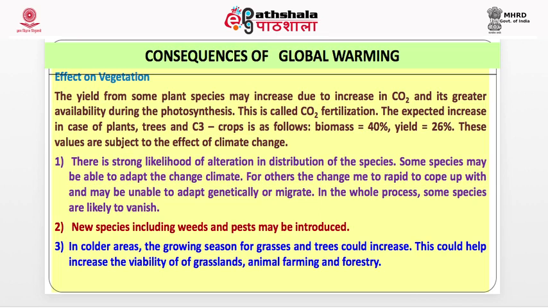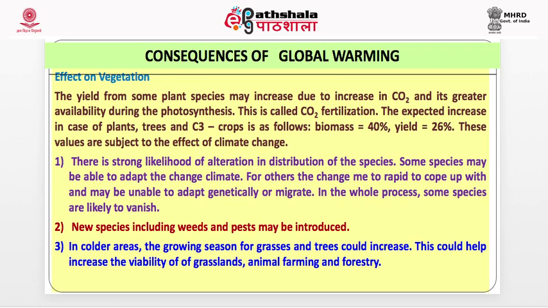There is strong likelihood of alteration in the distribution of species. Yes, this is an important point. Some species may be able to adapt to the changed climate. For example, wheat grows here. Can we grow wheat in a very cold region? Can we grow paddy in a very cold region? Can we grow apple in Rajasthan? If the temperature of Kashmir becomes that of Rajasthan, what will happen to apple? Apple will not grow. And apple cannot change itself rapidly with change in climate. So some species will be lost. They will not be able to grow there, just vanish.